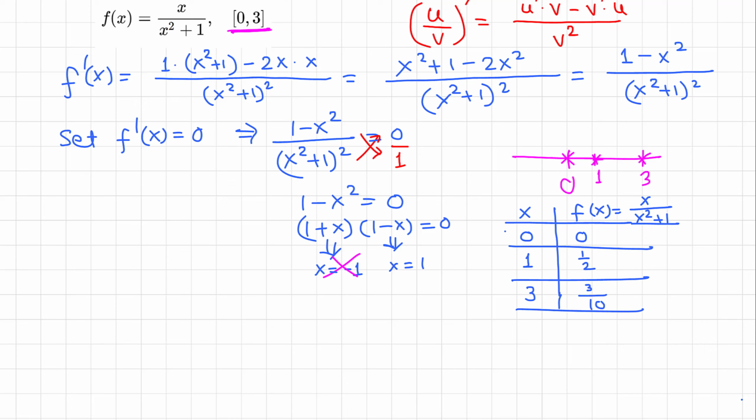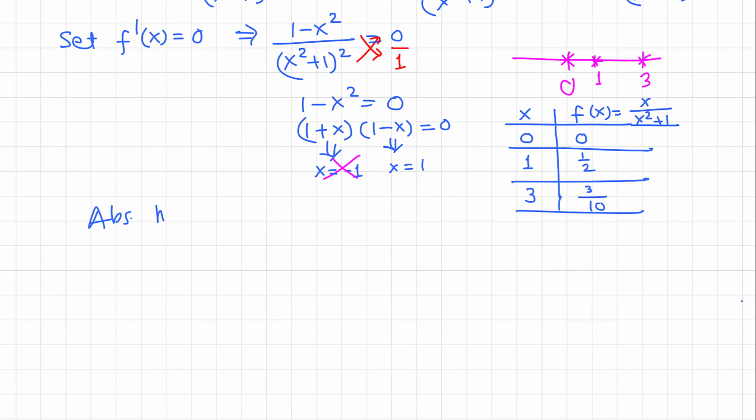Okay. Now we look at these. These are the values. These are the locations, the x values are the locations. So here 0, 1/2, 3 tenths. So absolute maximum is 1/2. Right, and then this is 0.3, this is 0.50. So absolute maximum value is 1/2 at x equals 1, the location. Absolute minimum value is 0 at x equals 0.